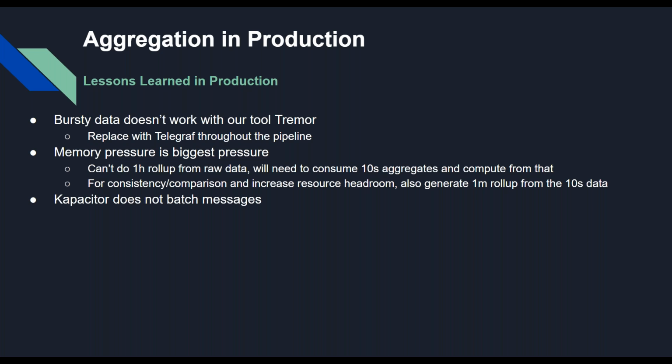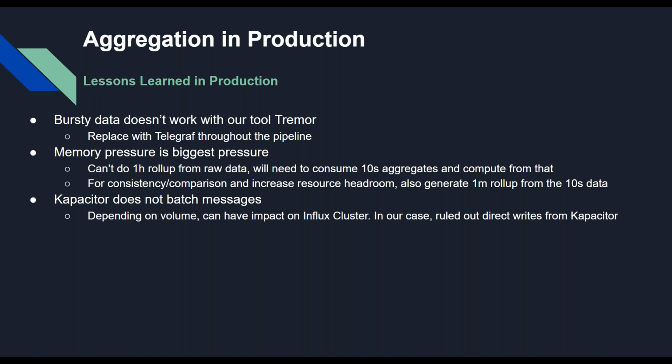Something that we didn't realize until we were well into production is that Kapacitor doesn't batch messages when it's writing out to InfluxDB. And so depending on the volume that you're working with in your aggregation, that can have a huge impact on the Influx cluster. So in our case, since we were creating lots of points for lots of series in many measurements, every time we'd hit a burst of those aggregates being ready to roll out of Kapacitor, that was a lot of direct writes to the API without batching, and something that just would not be sustainable for us.